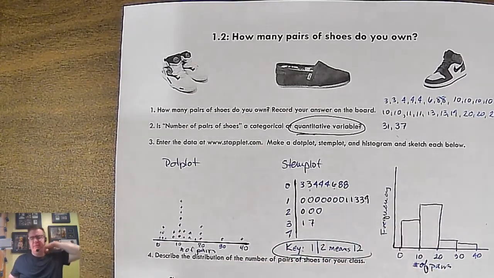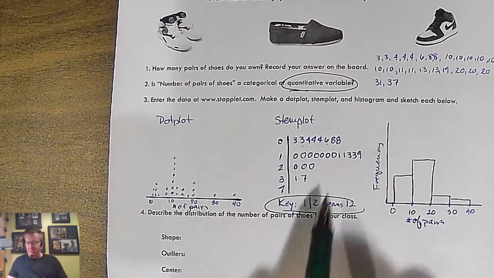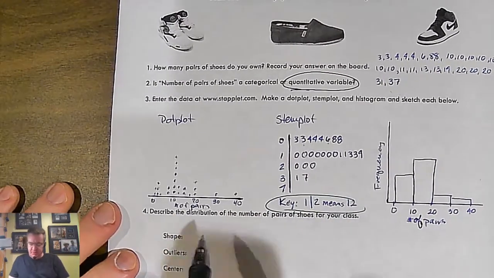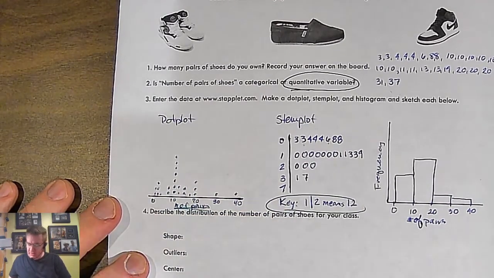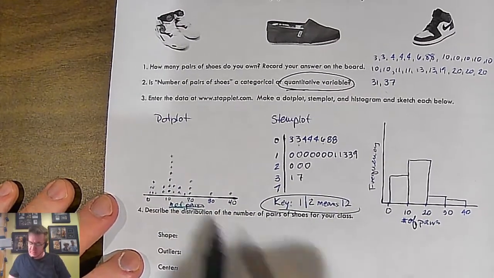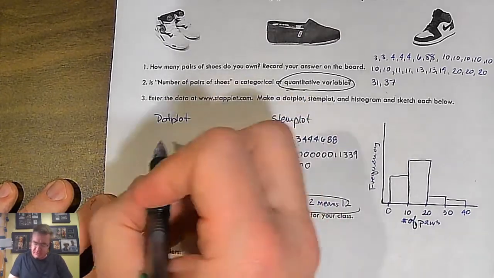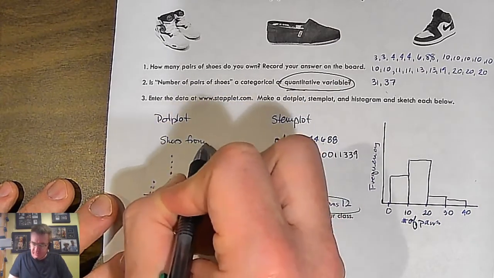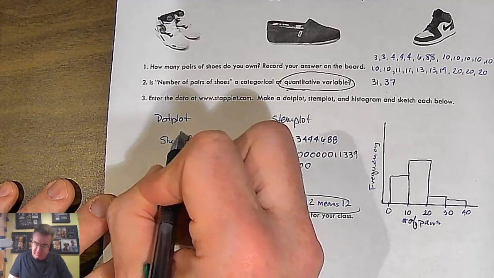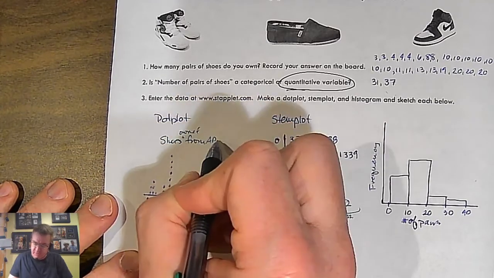Keys are a must-have, okay? You need to be able to explain what this means. Notice down here, I've got number of pairs here. Okay, so I've labeled that. And like you would have a title, so let's say like shoes from AP Stats, shoes owned from AP Stats.